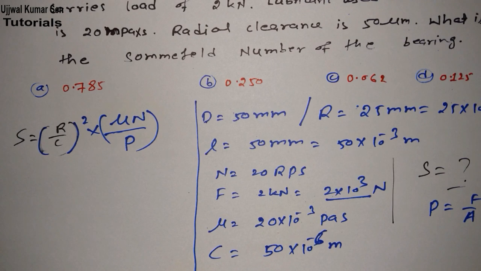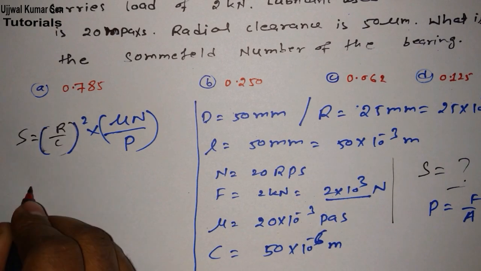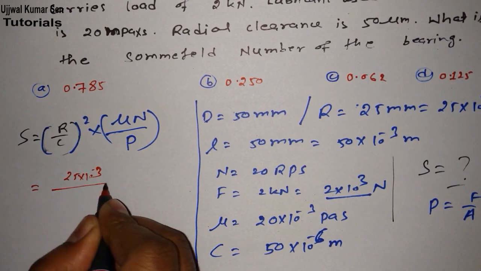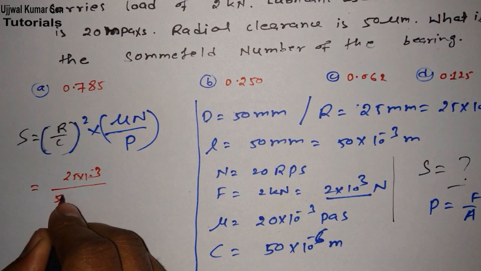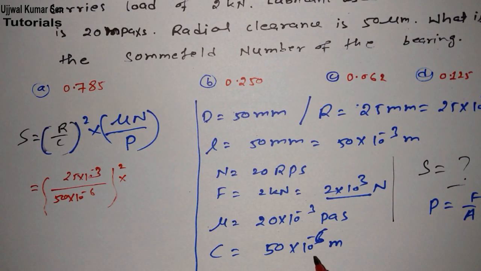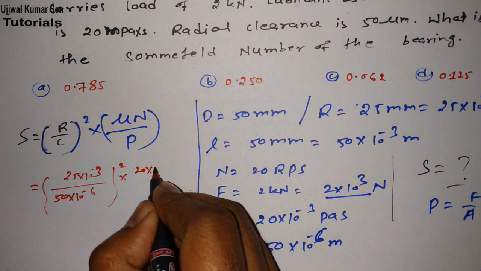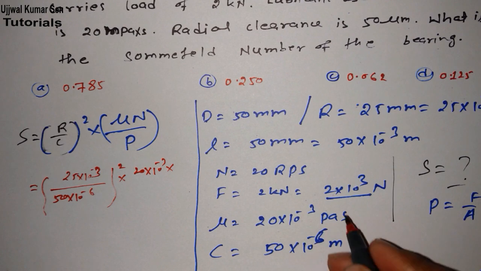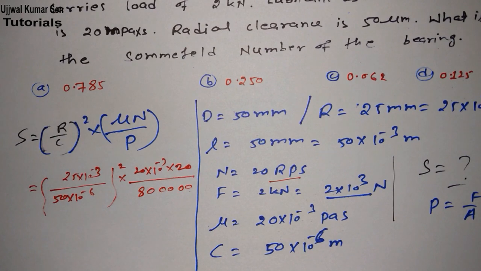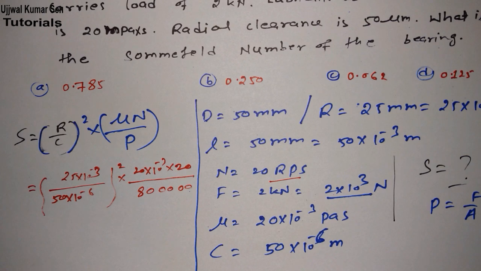Then we will solve it by using what? By using calculator. So let's go for it. What is R? Basically radius. So 25 multiple 10 to the power minus 3. C is where? Radial clearance. 50 multiple 10 to the power minus 6. It's square. What is mu? Basically mu is viscosity. It's 20 into 10 to the power minus 3. What is N? RPS, that is 20. And P is 8 lakh. Okay, so there is nothing creating a problem right now. We don't have anything which will create problem, just we need to solve.